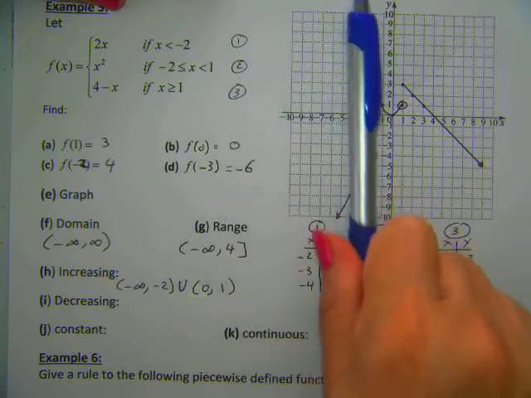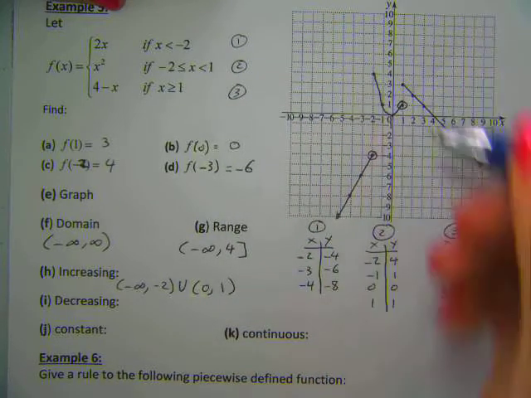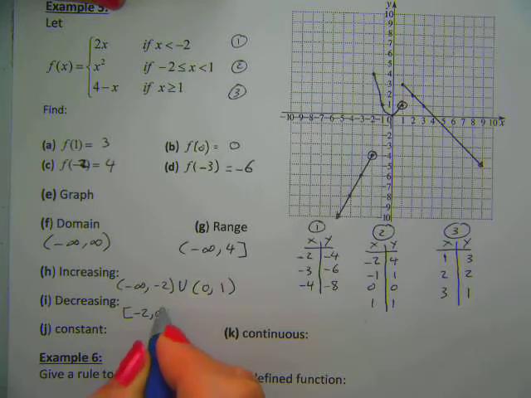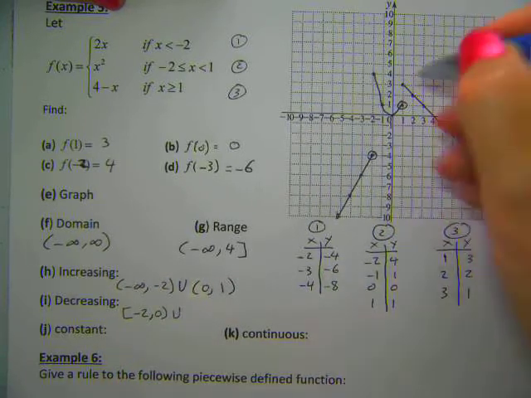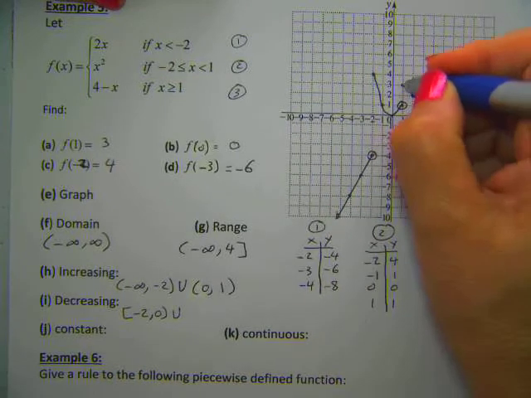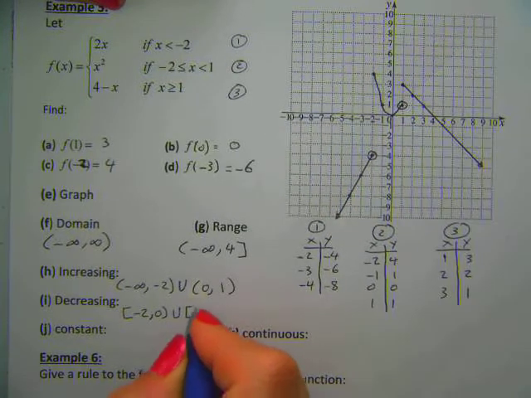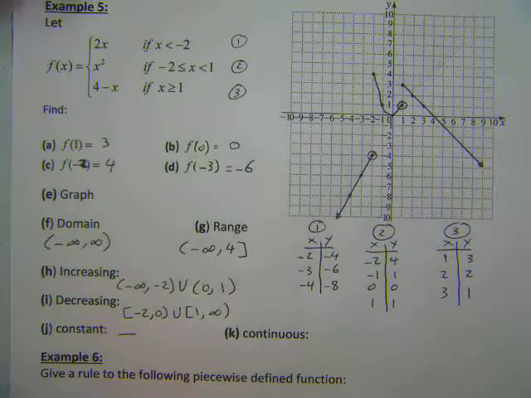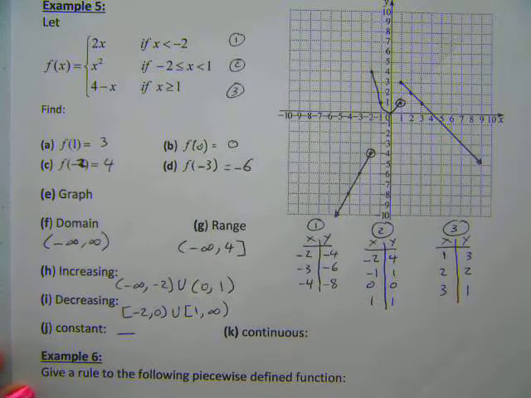Decreasing, we'll see that it is decreasing from negative 2 to 0, but it includes the negative 2. And also decreasing is from 1, including the 1, to infinity. It's never constant.